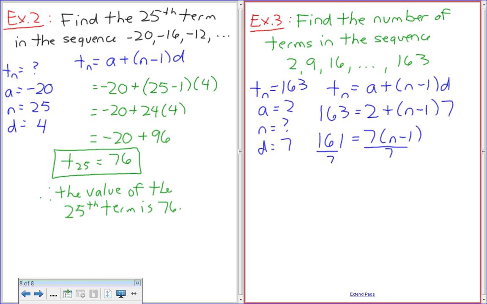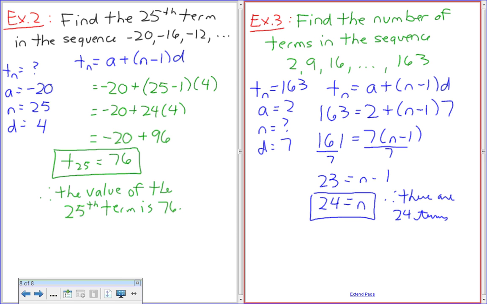that should be 23. Okay, and then we're going to move the 1 over to make it 24 equals n. Therefore, there are 24 terms. That's what I got.